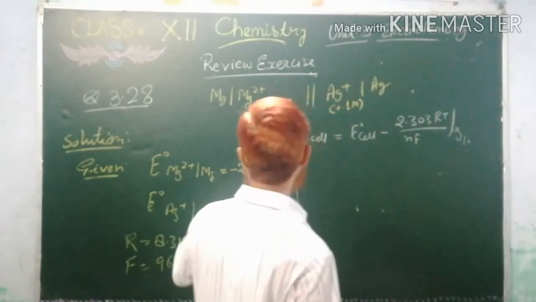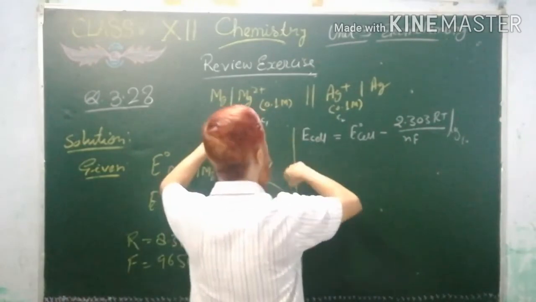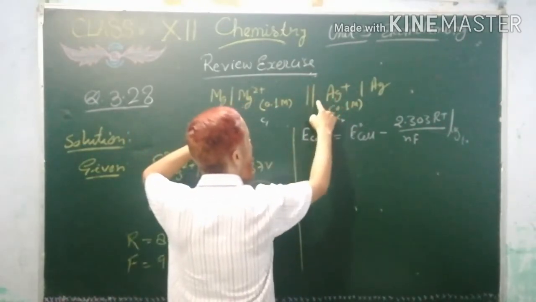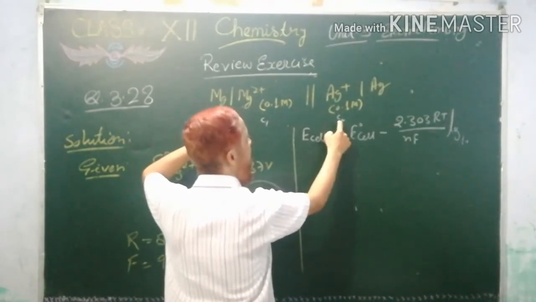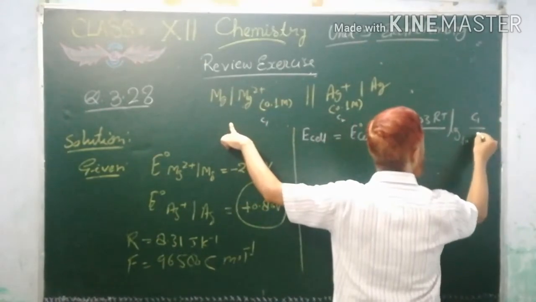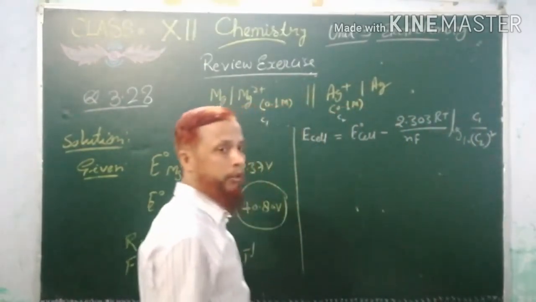Now concentration C1 and this will be C2 when the valencies are different. So you see here, this is 2 plus and this is only 1 plus. This will be multiplied with 2 Ag plus. So concentration of C2 will be to the power square. So C1 upon C2 square. This is the equation we are going to use.